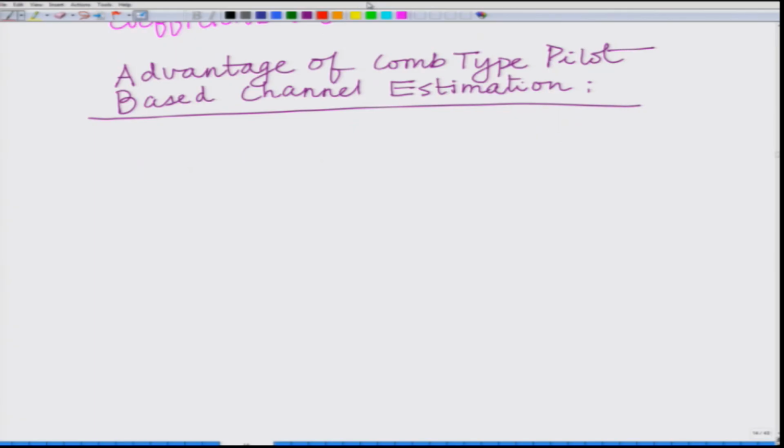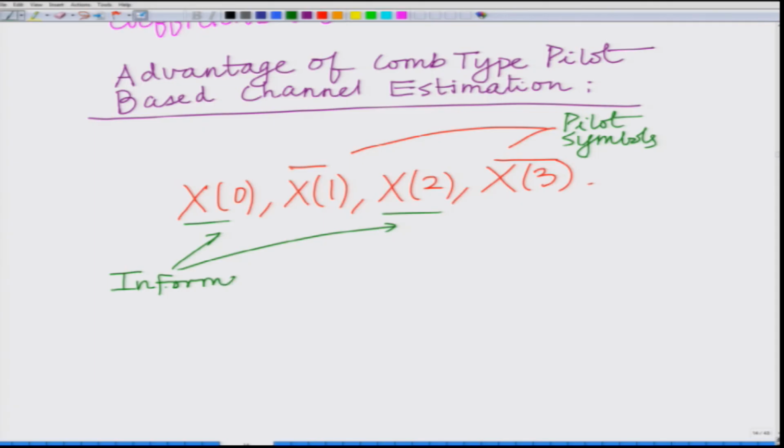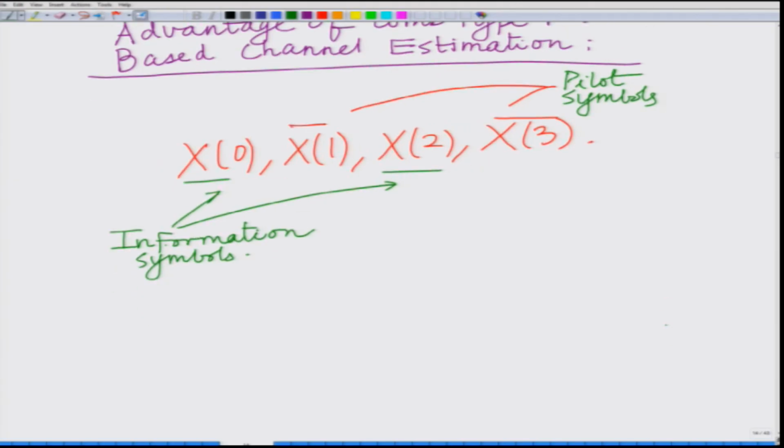And that is something that we have already seen. Just to repeat it one last time, I have x0, x1, x2, x3. x1 and x3 are your pilots, or your pilot symbols, and x0, x2 are your information symbols. So since you are transmitting pilot symbols and information symbols, you are not entirely transmitting pilot symbols.